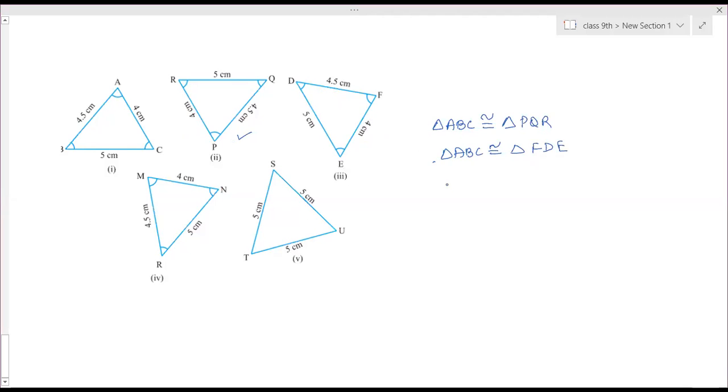Okay, then right. Next, this is also MNR. Ma'am, MRN. Yes, MRN. AB should be equal to MR. BC should be equal to RN, right? MRN. Then only these three. Ma'am, this one is not equal because all three sides are 5. So the sides are not equal, so we can't say. Okay, so this is the first part. Now we are starting with the questions.